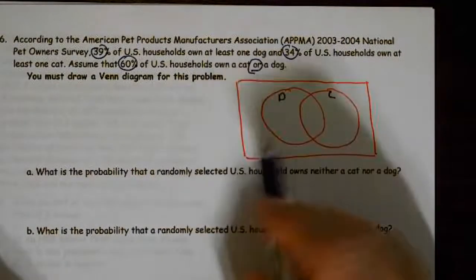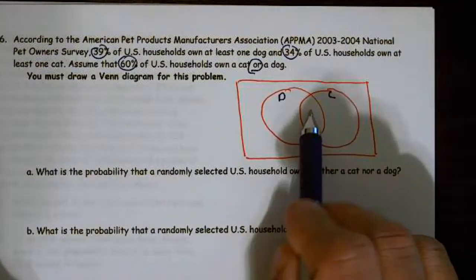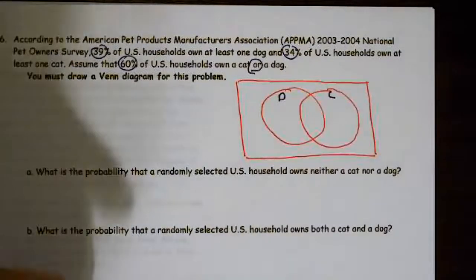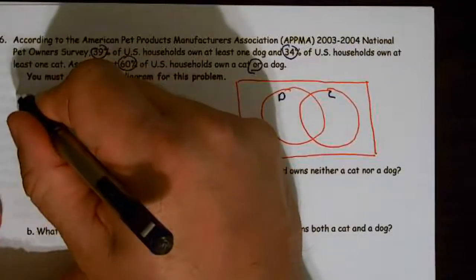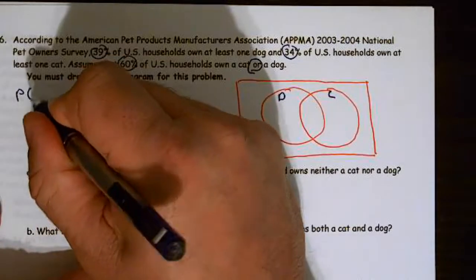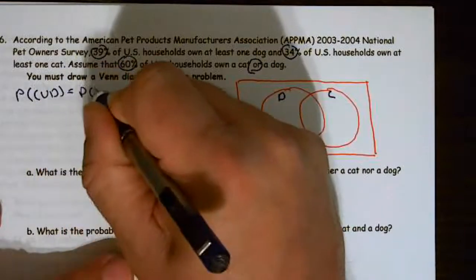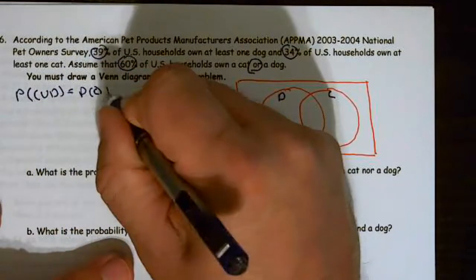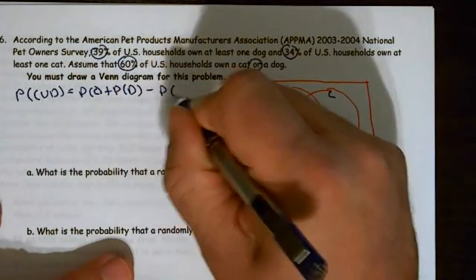So it asked me to draw a Venn diagram. To do that, I need to find the overlap. They didn't tell me they're independent, so I can't just multiply them. So I'm using my general addition rule, and I go the probability of cat union dog equals the probability of cat plus the probability of dog minus the probability of cat dog.